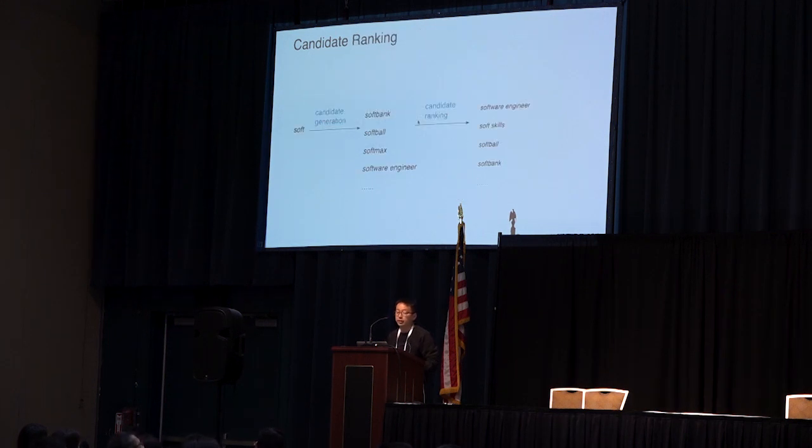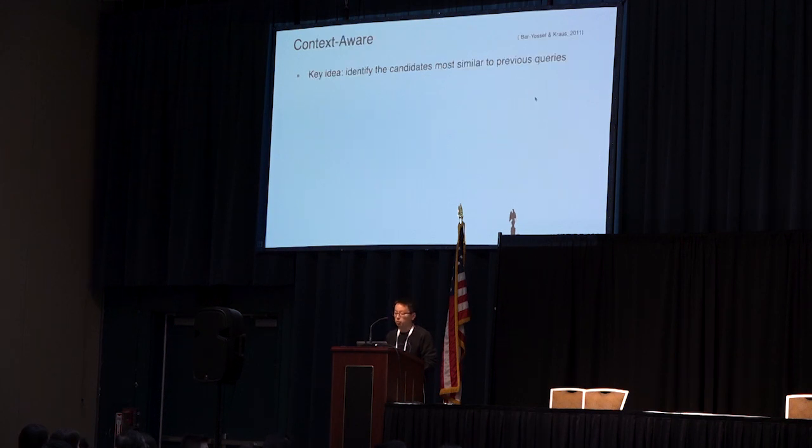Now we come to the second step, which is the candidate ranking. Given some candidates, you want to re-rank them. The challenge, as I mentioned, is there are very few reliable features you can use. The most useful is the frequency. Of course, you can extract some features like CTR, but they are overwhelmed. The model is mainly dominated by the frequency. That's why people resort to the context-aware approach.